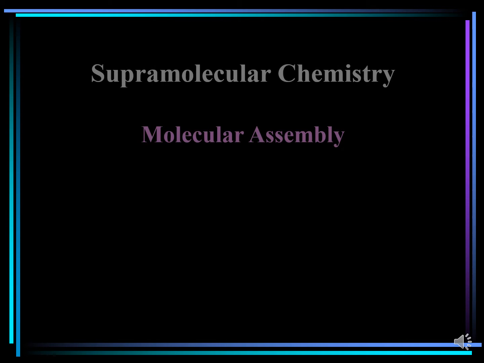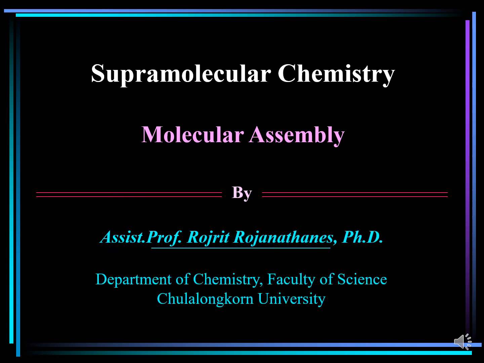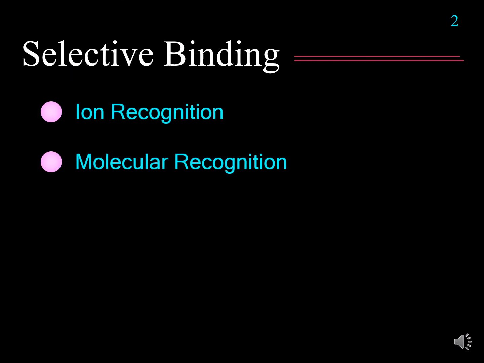Now we come to the last part of molecular assembly. After we know all about the molecular assembly in biological systems, now we are going to look outside our body to see the molecular assembly in artificial systems, or synthetic systems, I would say. Normally the molecular assembly has to be very selective. The selectivity of the assembly can be divided into two types: ion recognition and molecular recognition.